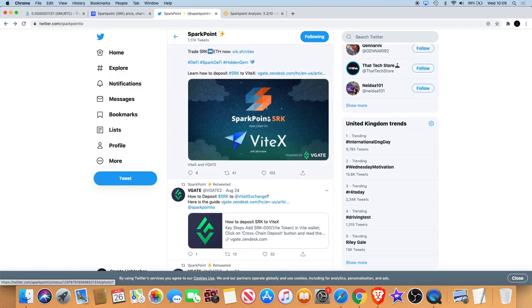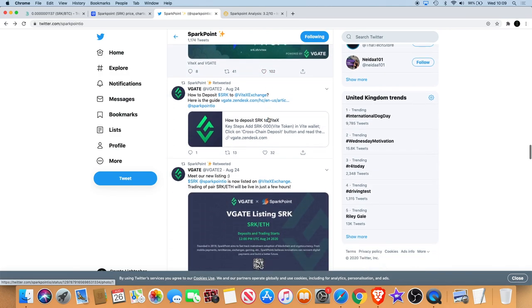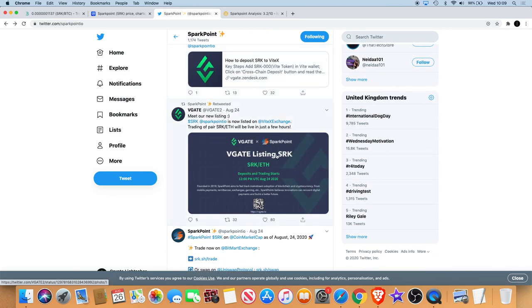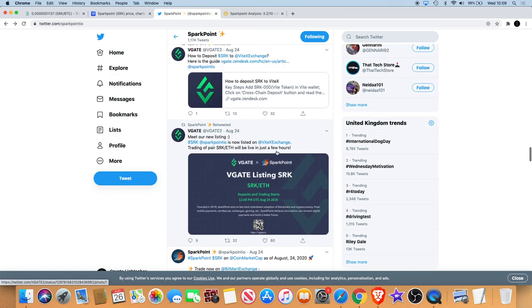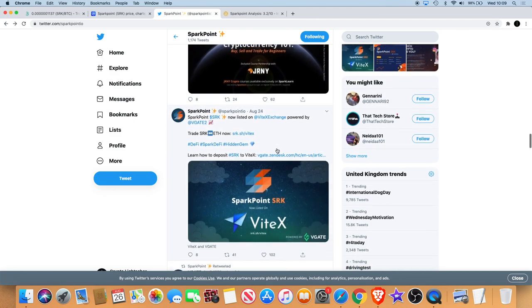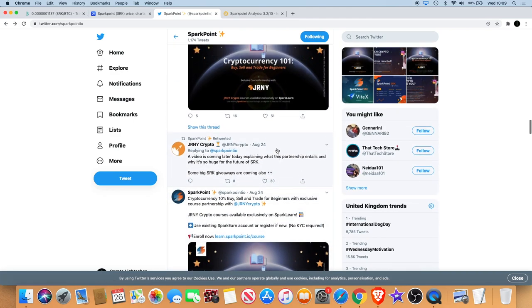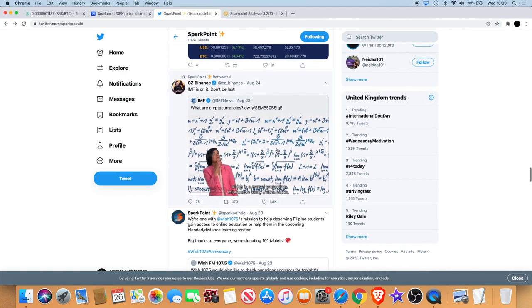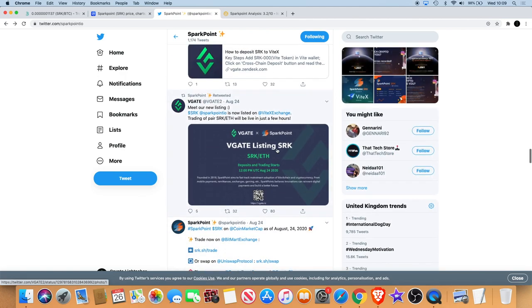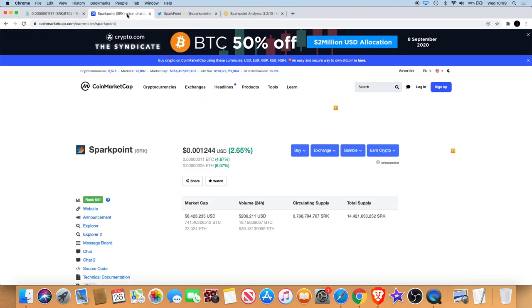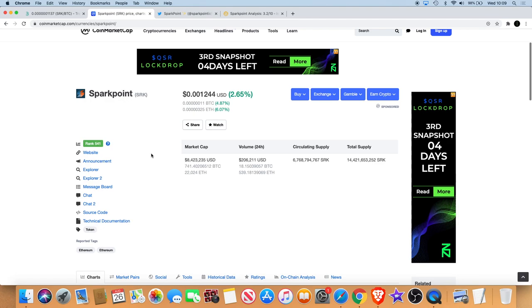SparkPoint, we didn't actually talk about the fact that they were listed on VITEX as well on my channel, but yeah, they are listed on VITEX, and that will just bring more buyers into the market, more liquidity into the SparkPoint ecosystem. Okay, so it's always good to have good news, always good to have new exchanges.